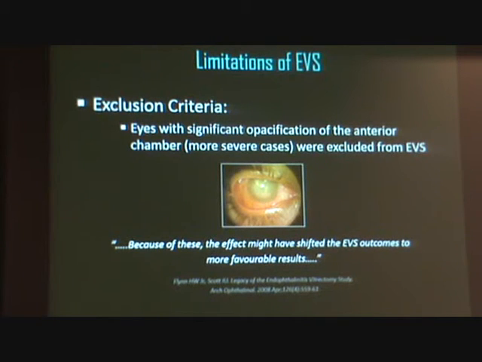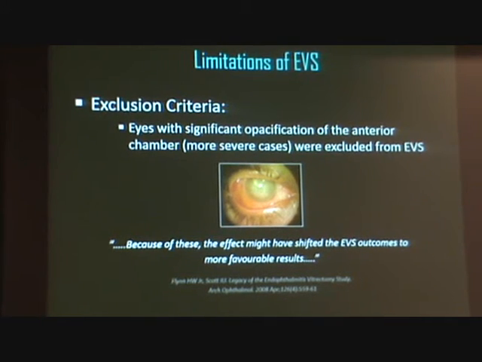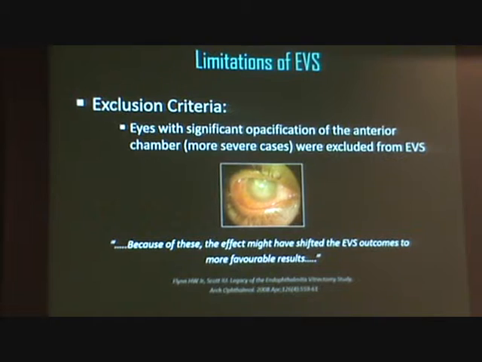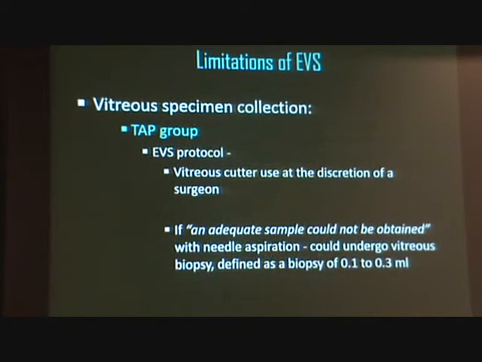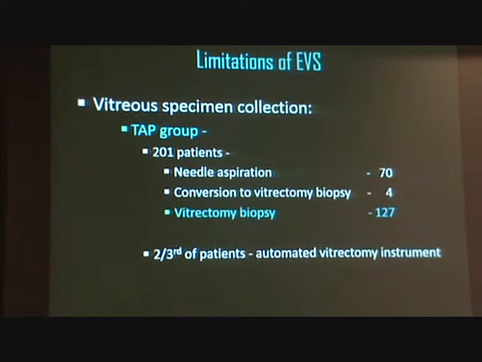Eyes with significant opacification of the anterior chamber were excluded from EVS, and because of this, the effect might have shifted the EVS outcomes and its recommendations. For vitreous specimen collection, according to EVS protocol, the vitreous cutter use was at the discretion of a surgeon in the TAB group. In my opinion, this is a major flaw of EVS.